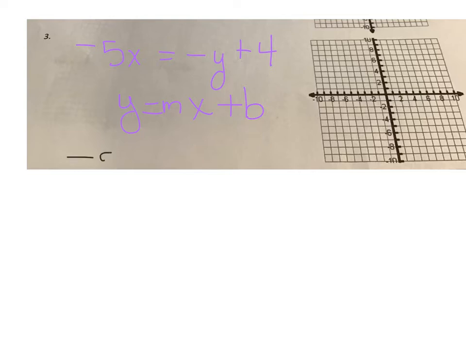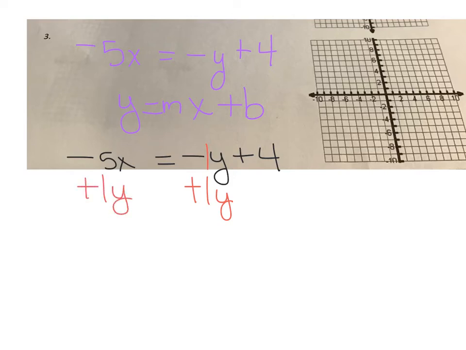So the first thing I'm going to do is rewrite the problem. And, you know, in my formula, the y is on the left side. So I'm going to move my y to the left side. So let's remember this is really a negative 1y. So how could I move that negative 1y to the other side? I could add 1y. Can I really take negative 5x plus 1y? No. So what does this give me?